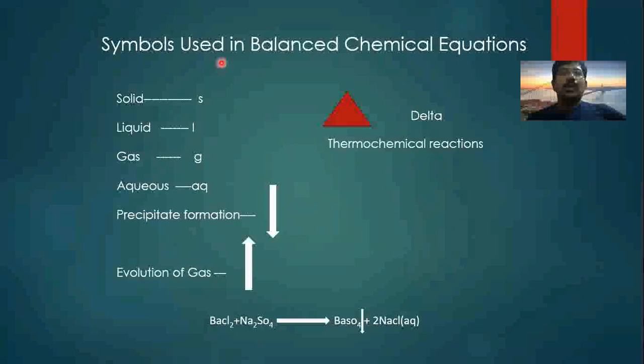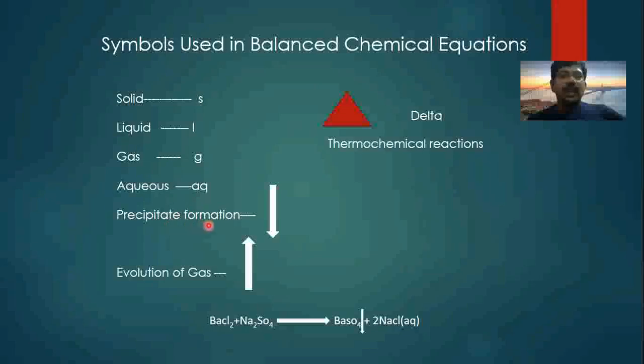What are the symbols we use in a balanced chemical equation? See this one. In a balanced chemical equation, small s is used to represent solid. For liquid, we use small l. For gas, small g. For aqueous solution, we use aq. Do you know the meaning of aqueous? When a salt is dissolved in water, then we call it an aqueous solution. Any substance or any salt which is dissolved in water, we call it an aqueous solution.